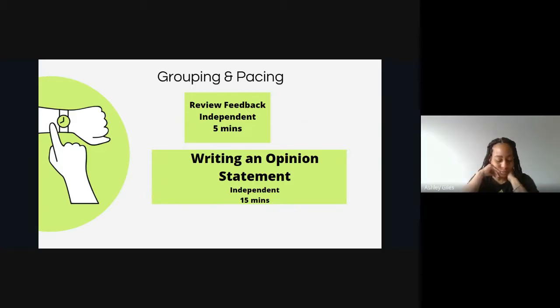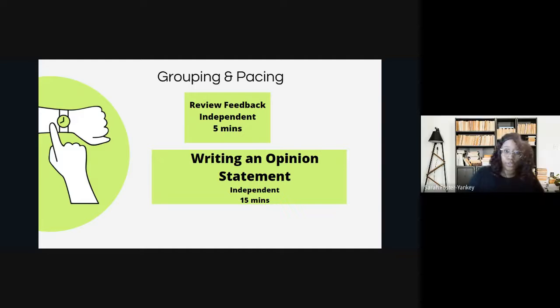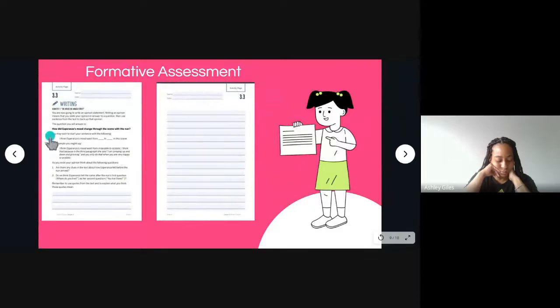So from there, we're going to the writing an opinion statement part of the lesson for 15 minutes. The teacher explains that they're going to apply their close reading of the scene to write an opinion statement. And she's going to read or have students read the directions for Writer's Journal, page 3.3. Let me see if I have it on the next slide. Nope. So right here, the directions.